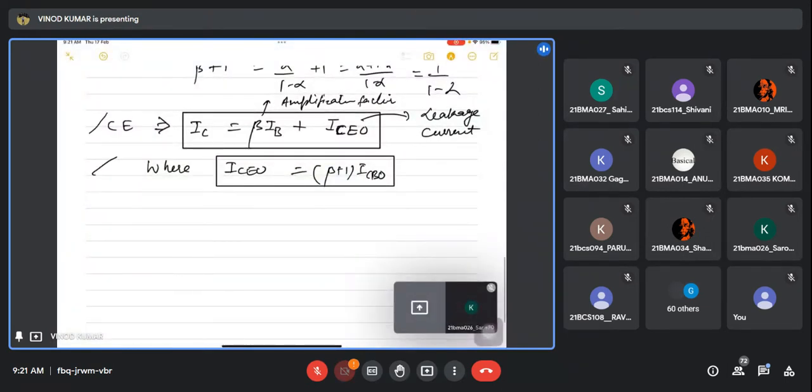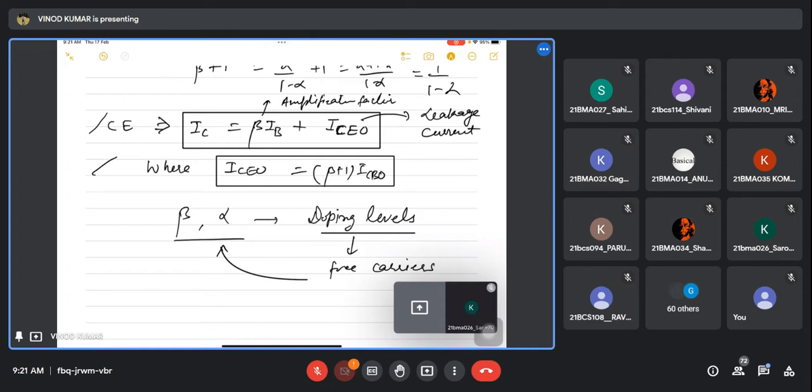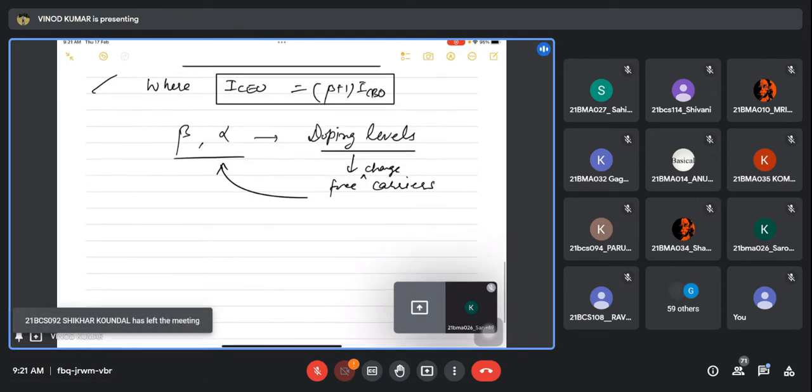But the important thing is beta and alpha here depend upon doping levels also. Okay, doping levels means free carriers, and free carriers are going to decide the amplification factors. Free charge carriers, you can say. If they are less, current will definitely be less. If they are more, current will be more.